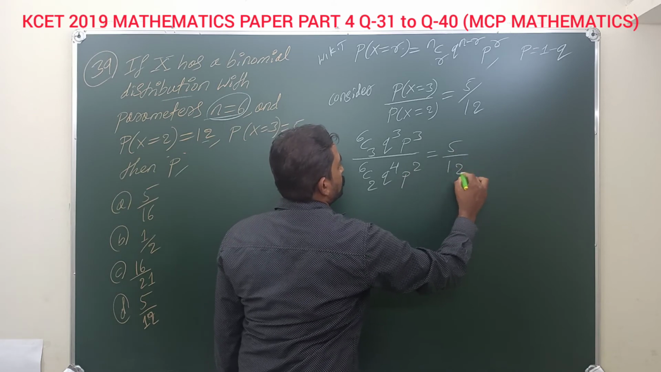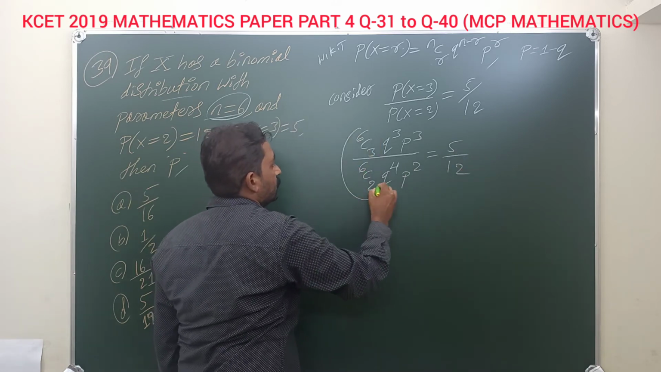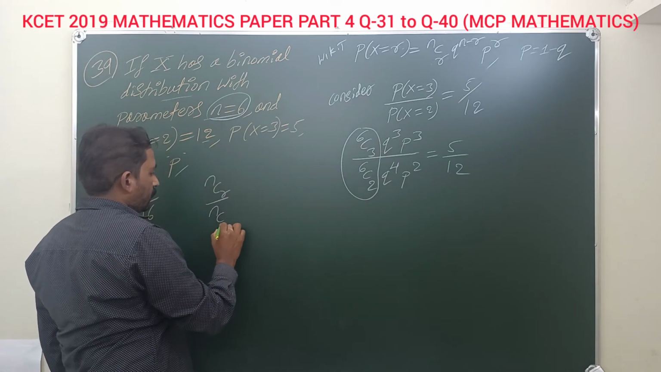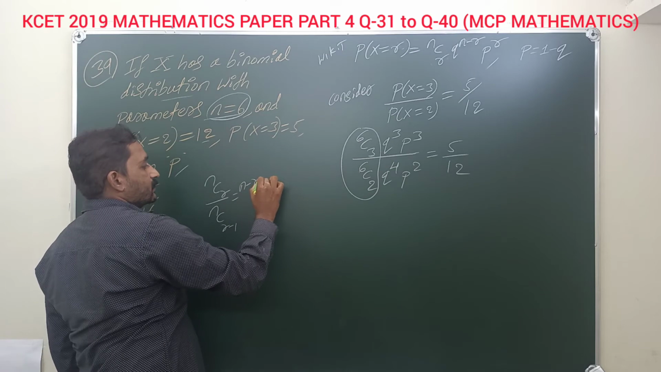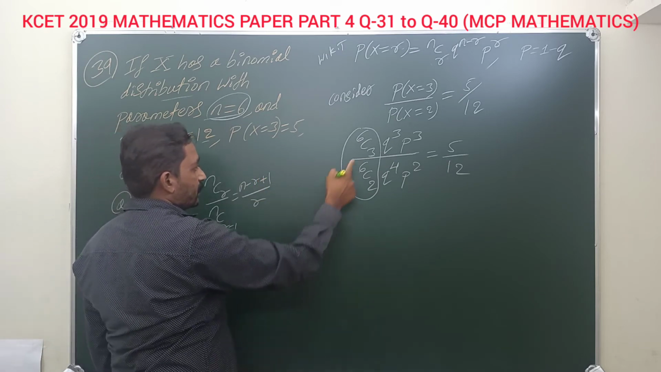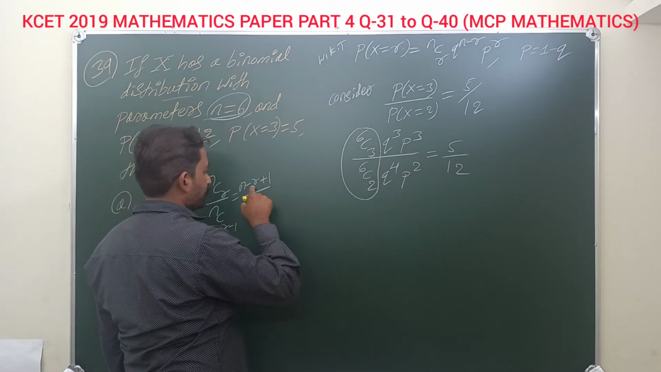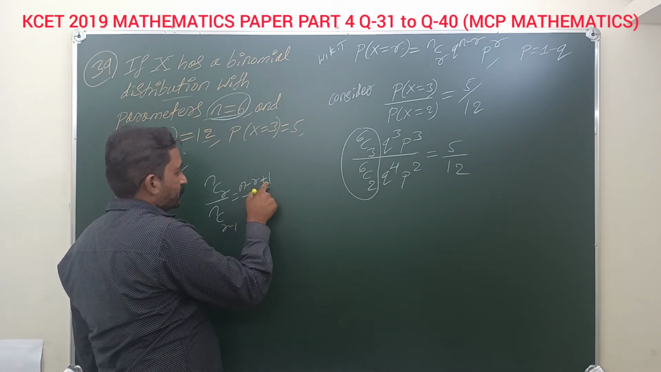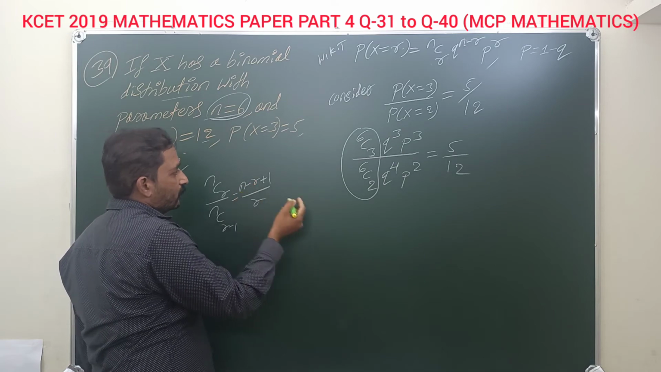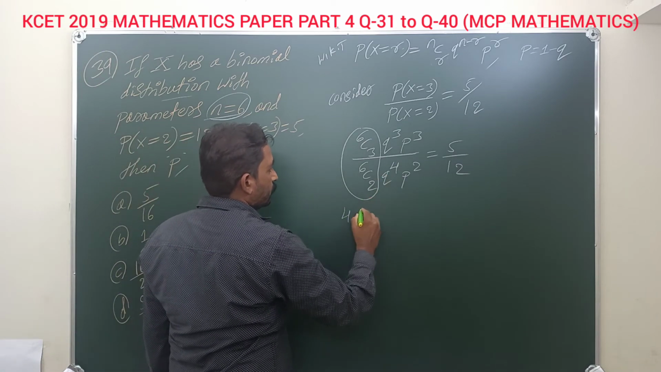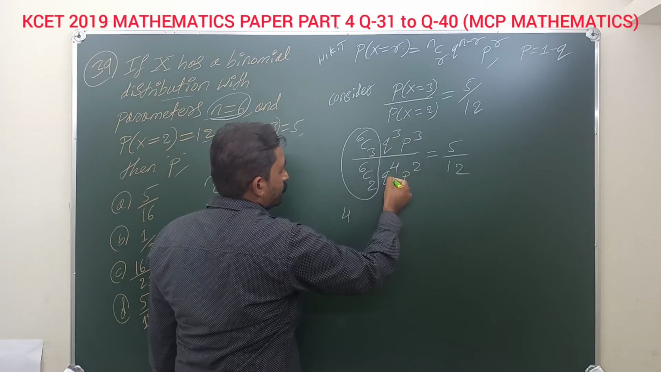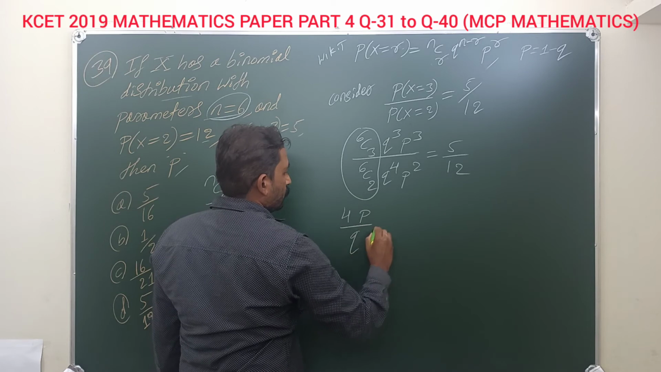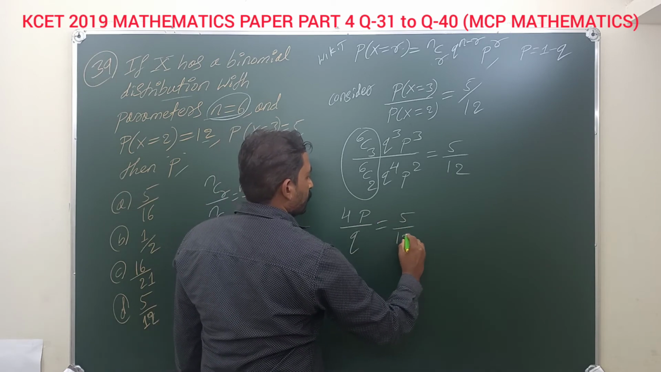So in this case, using the formula, nCr divided by nCr minus 1 can be written as n minus r plus 1 divided by r. Here r is 3, n is 6, so 6 minus 3 plus 1, nothing but 4. Then q to the power of 3 divided by q to the power of 4, p to the power of 3 divided by p to the power of 2, gives p divided by q is equal to 5 by 12.